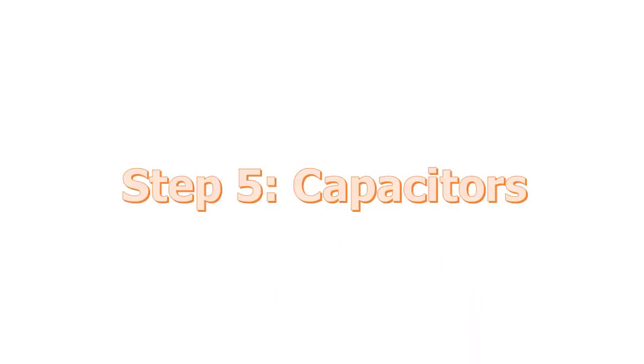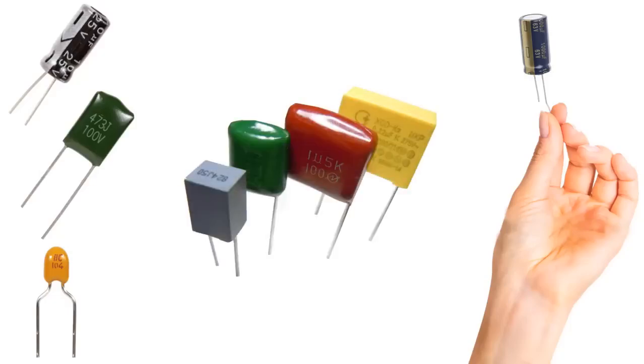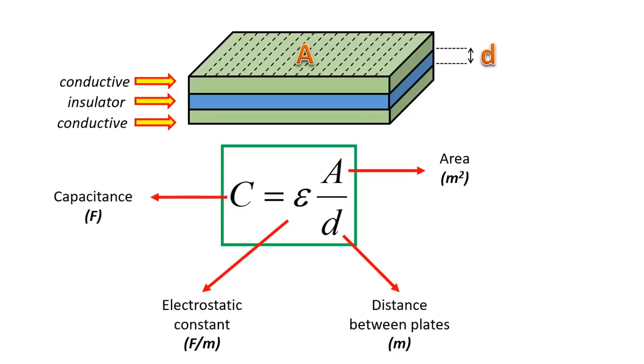Step 5. Capacitors. A capacitor is a component that stores electricity and then discharges it into the circuit when there is a drop in electricity. You can think of it as a water storage tank that releases water when there is a drought to ensure a steady stream. Capacitors are measured in farads.